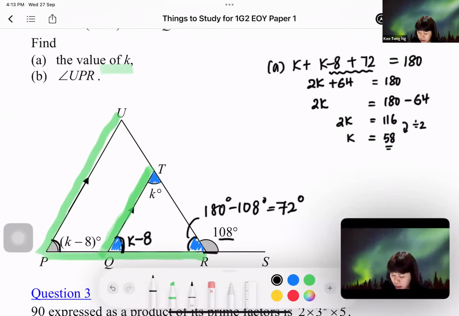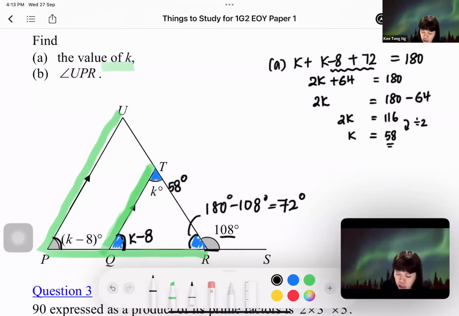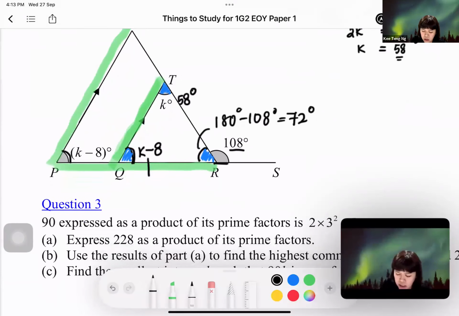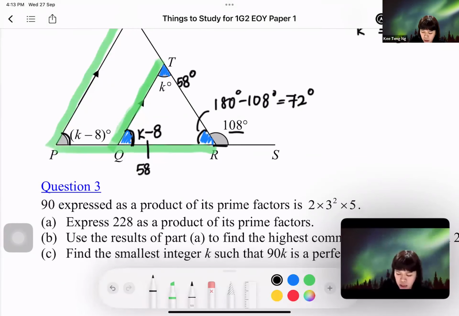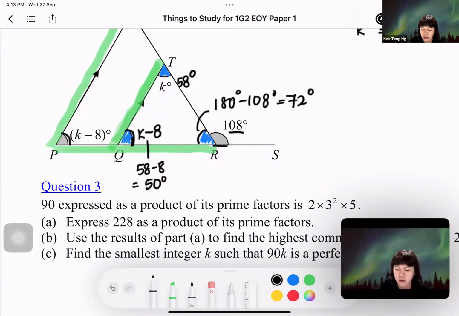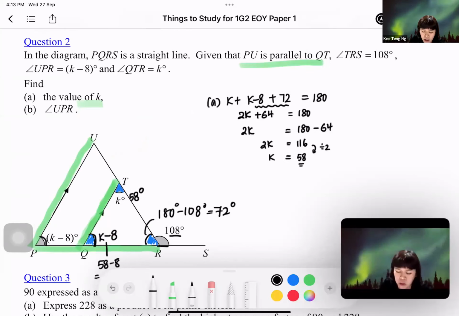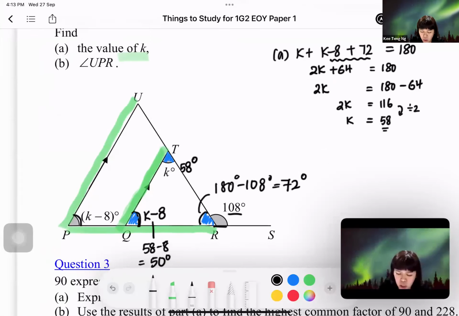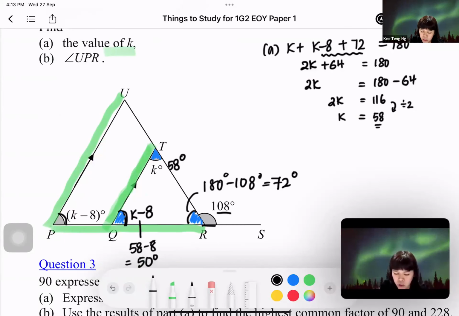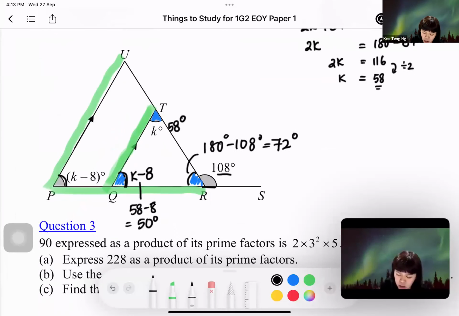So now I found the value of K already is 58. Let me plug in the number. So K is now 58 degrees. If K is 58, how much does this angle become? 58 minus 8 will become 50 degrees. Correct or not? Then this one is 72. What else do they want me to find now? They want me to find the angle UPR. Where is angle UPR? Oh, angle UPR is this one.